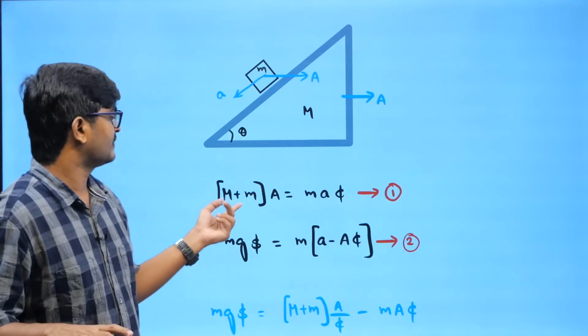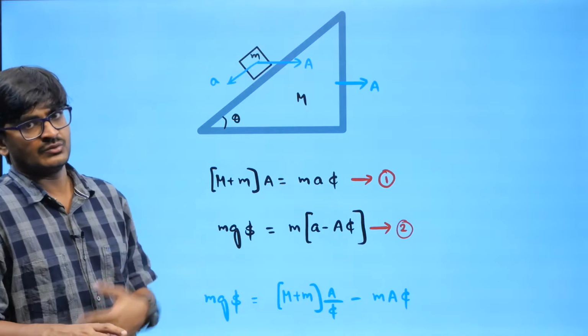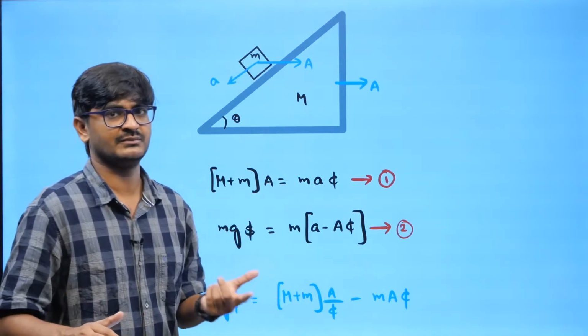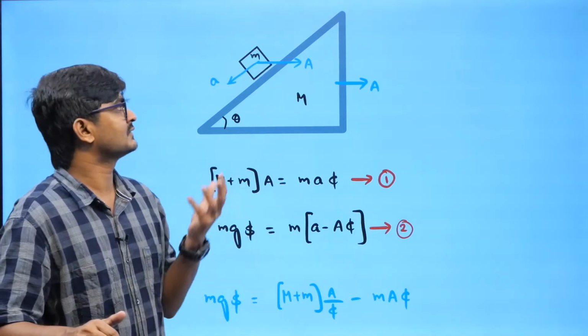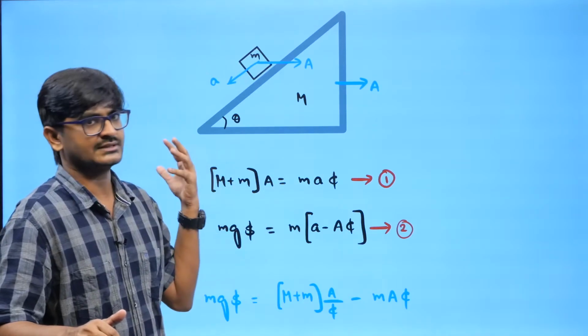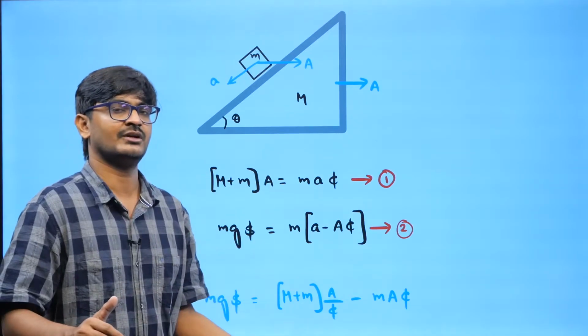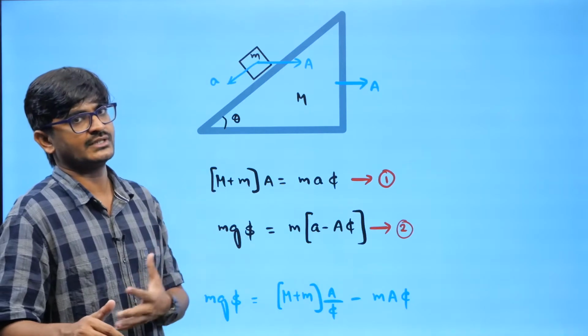Now, how many unknowns are there? There are two unknowns, capital A and small a. So I need to write one more equation, because if there are two variables, I can't solve them using one equation, right? But earlier I used to draw the free body diagram and so on. Now I am not going to do it, because if I draw the free body diagram, I bring in the unnecessary variable, the normal reaction. So I am trying to skip it and write the equation without any normal reaction.